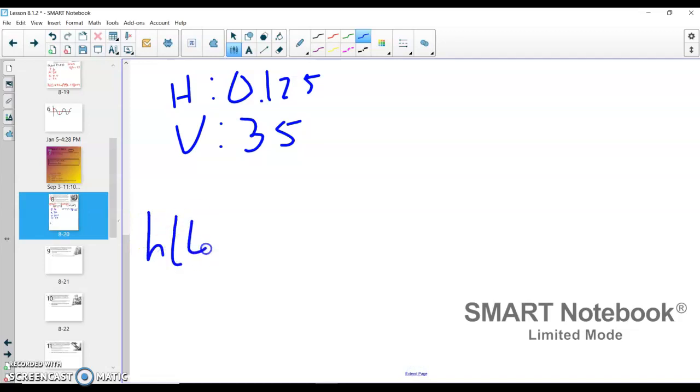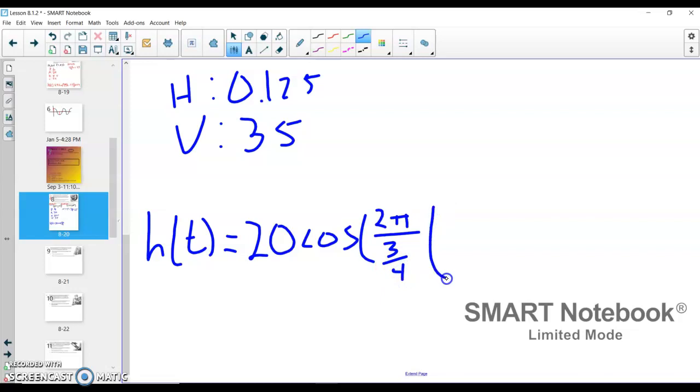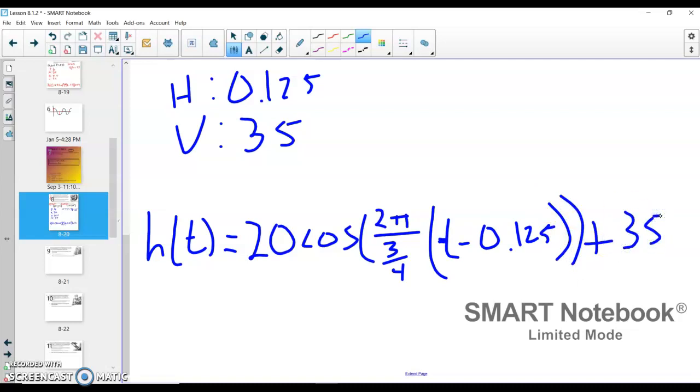We have h of t is equal to the amplitude first, which is 20 cosine of my b value, and the b value is 2 pi divided by my period, which is 3/4, and we'll see who can figure out what that is if you reduced it down. Keep, change, flip happening there. That's t minus the horizontal shift of 0.125 plus the vertical shift of 35 there.